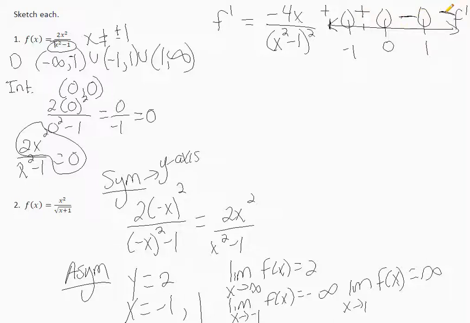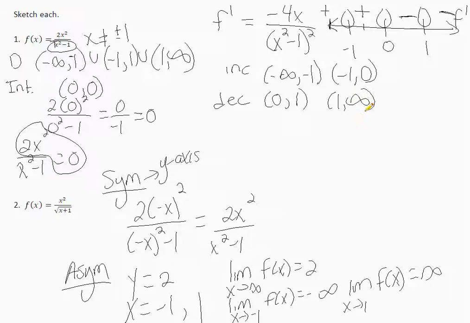Okay, so what's this telling me? This is saying that I'm increasing from negative infinity to -1 or -1 to 0, and I'm decreasing from 0 to 1 or 1 to infinity. Now what happens at -1 and 1, we know we have asymptotes. That's why they're not included, because we found that already. Okay, and then the last thing to figure out your concavity is find the second derivative.